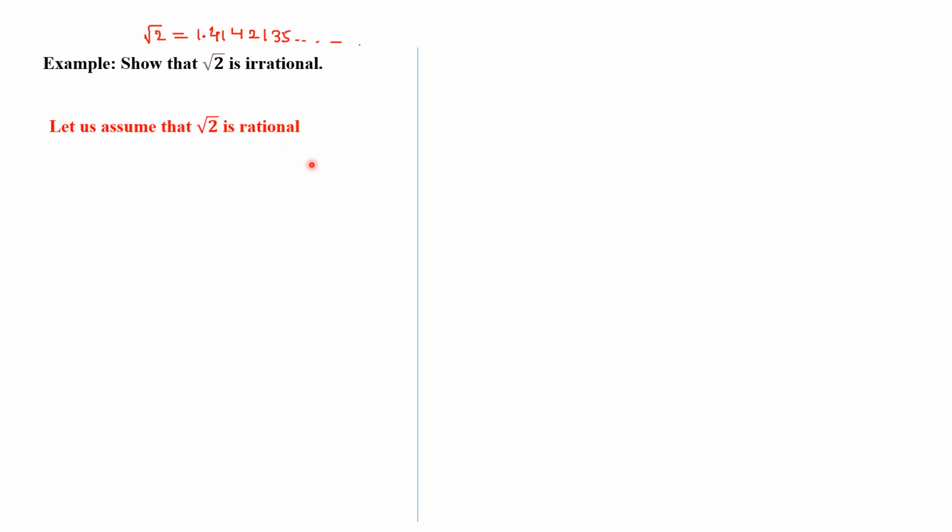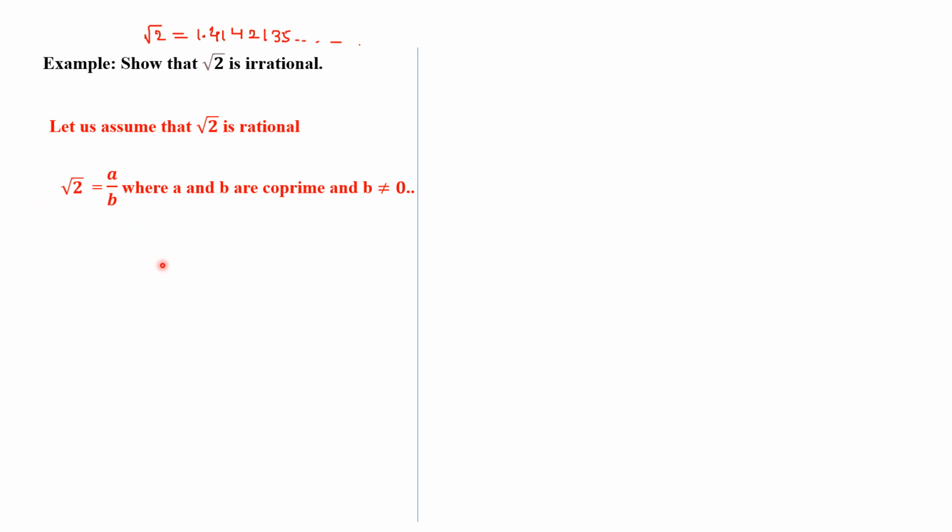If it is a rational number, then I can write it in the form of p by q, where q is not equal to 0 and p and q should not have a common factor except 1. It means p and q are co-prime numbers. So I have taken root 2 as a by b, where a and b are co-prime. Just now I have given the definition of a rational number, right? You can write it in the form of p by q, q should not be equal to 0 and the common factor of p and q should be only 1. It means they are co-prime numbers.